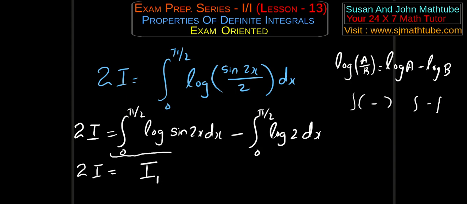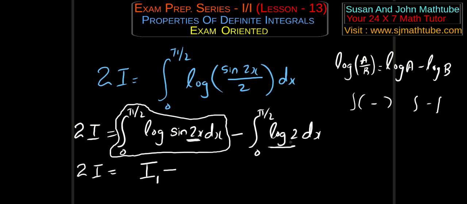Anyway, I cannot do anything with the first integral, so I'm going to call the first integral I1, which looks similar to the question. It's not the question, but it looks kind of similar. And there's a small difference, that is this 2x. Anyway, log 2 is a constant. I don't know the value. If it is log 1, I'll write 0.